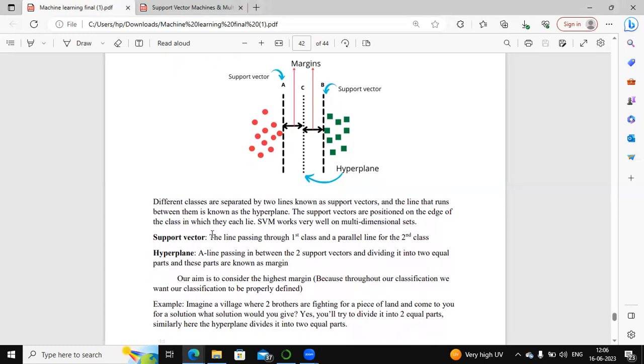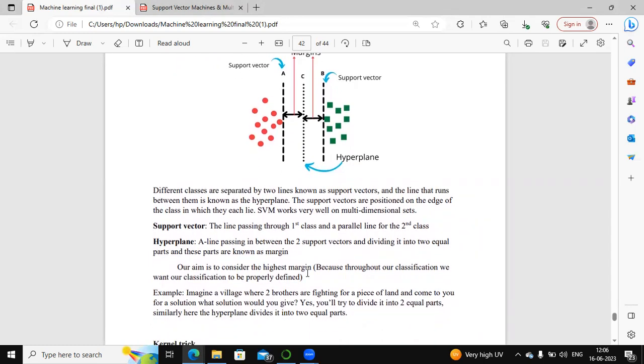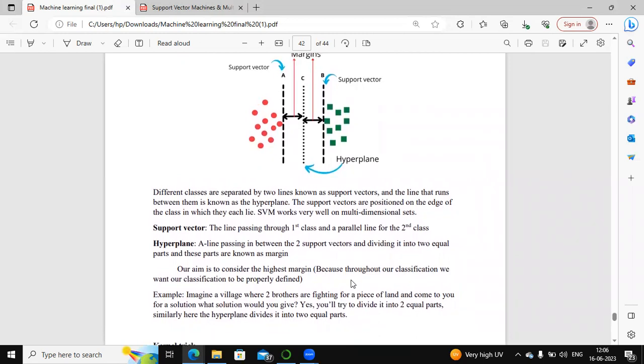Our main aim is to consider the highest margin. We try to consider the highest margin because we want our classification to be properly defined throughout. That is our aim.